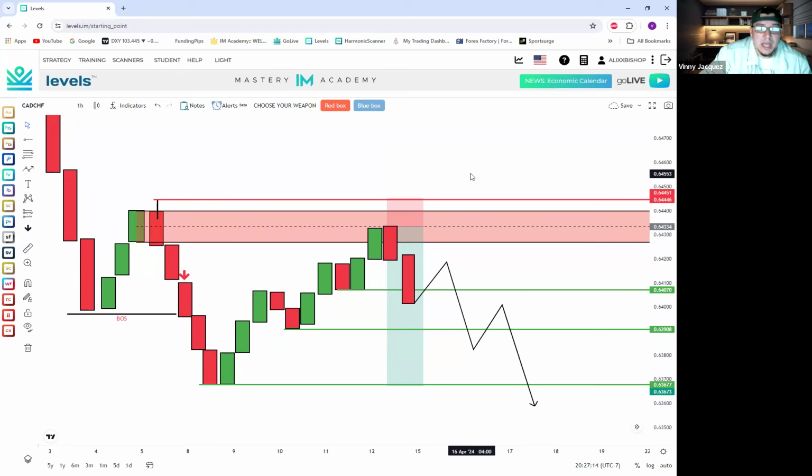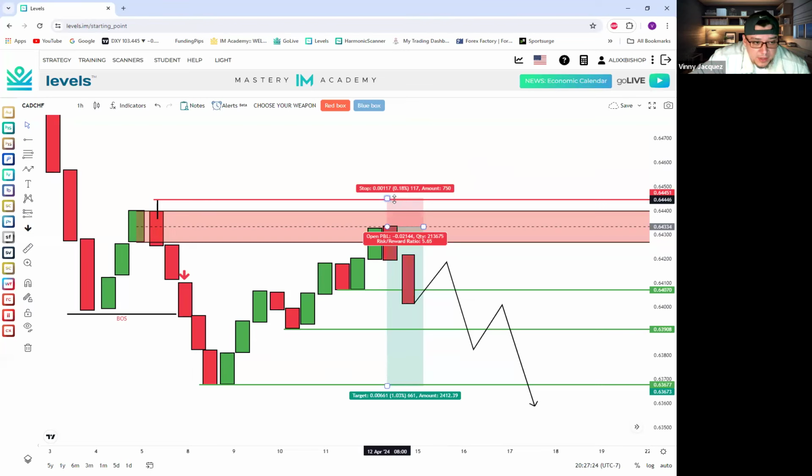So if your account allows you to up your lot size based off the setup you're taking, then it's going to be okay. But if you're just saying, oh man, Vinny has a tight stop loss, I'm going to go ahead and drop a 10 lot because that's tight, that's not what we're doing here. Does that make sense?